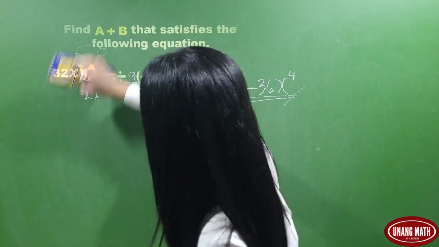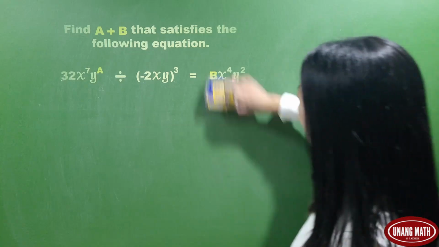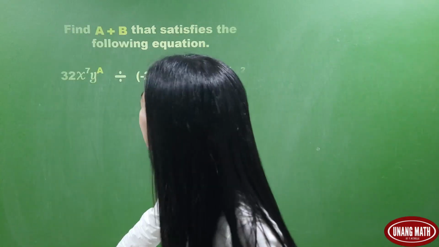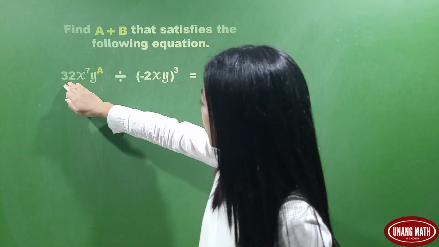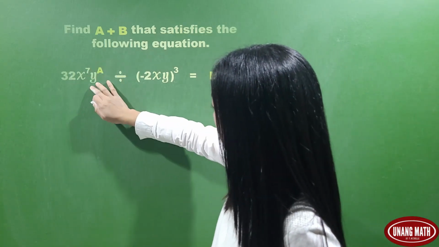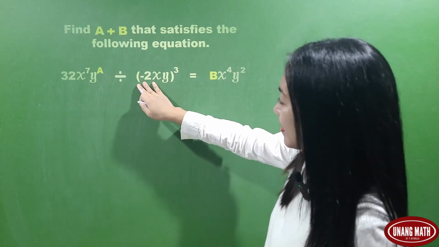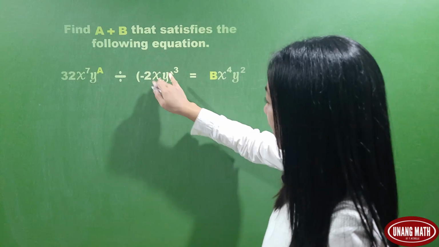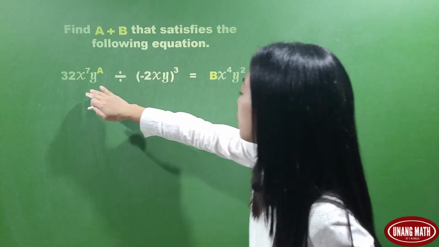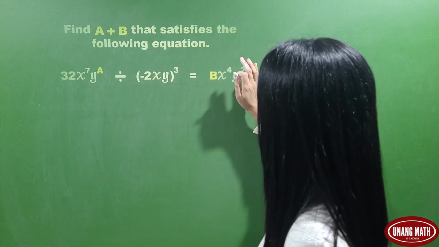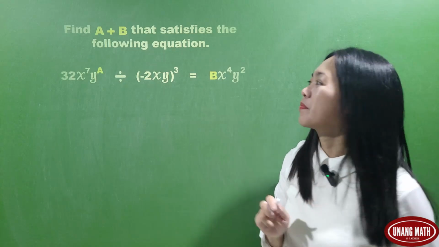Okay, and for this last problem, let's find a plus b that satisfies the following equation. 32x raised to the power of 7, y raised to the power of a, divided by negative 2xy inside the parenthesis raised to the power of 3. And this expression is equal to bx raised to the power of 4, y raised to the power of 2.